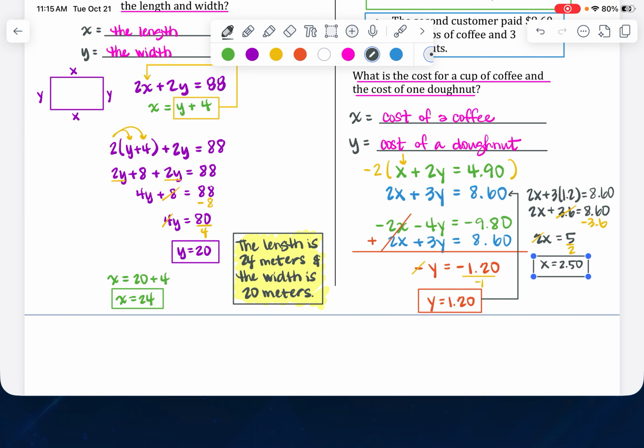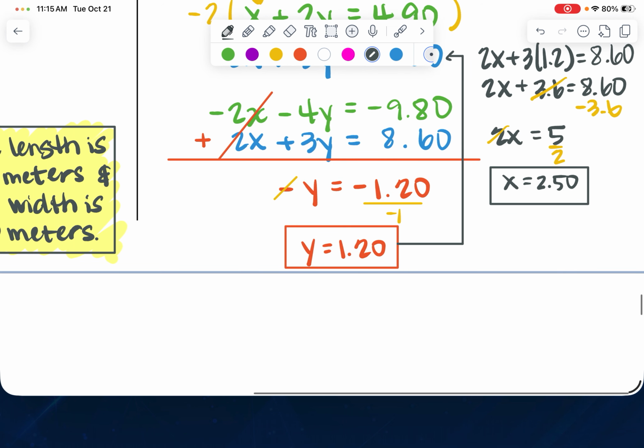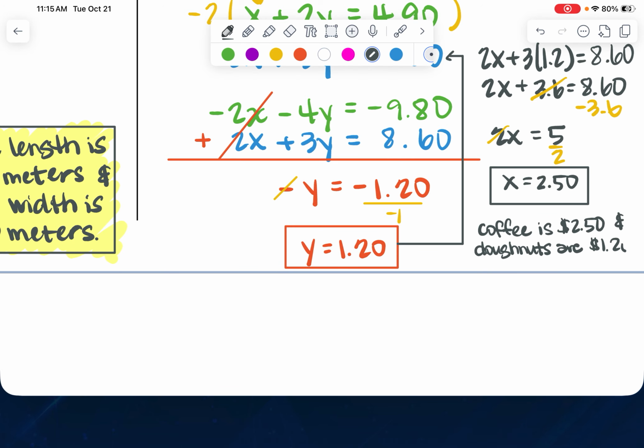Remember, at the end of the day, we're talking about the cost of a donut and the cost of coffee, right? So now I'm going to write: coffee is $2.50 and donuts are $1.20. Sorry, I'm kind of cramming that all in there. And voila.